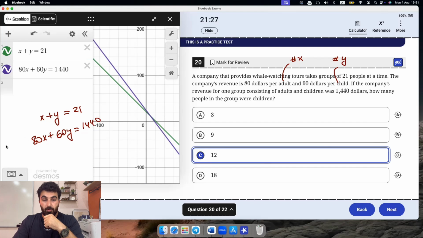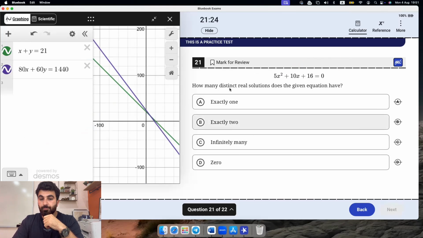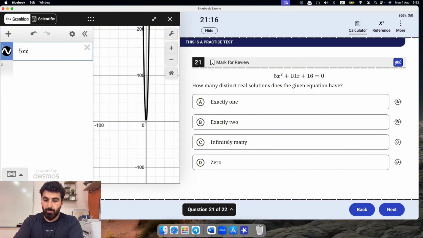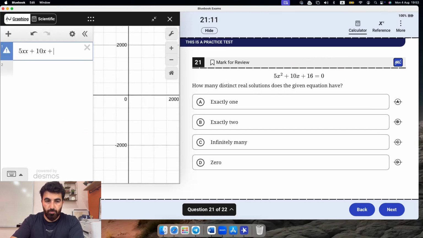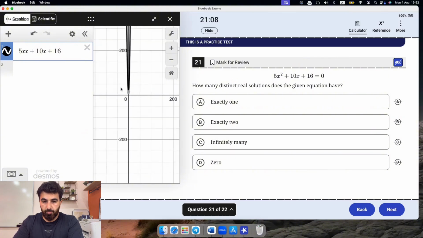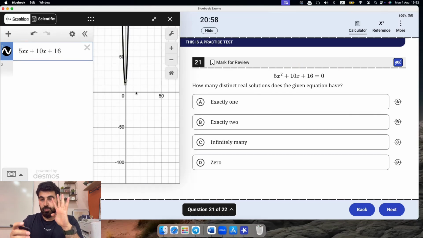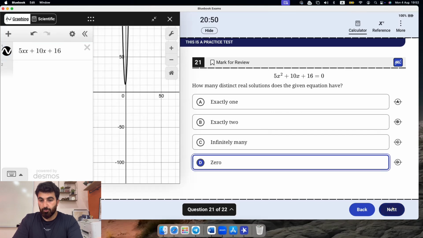Okay. So well, let's do last 2 questions. 21. How many distinct real solutions does the given equation have? That is super easy. Just type it into the Desmos, 5x squared plus 10x plus 16. Let's see how many distinct zeros. There is no zero because it doesn't intersect with the x-axis. There's no solution. Even if I don't write equal to 0, solution is x-intercept, right? We said solution, x-intercept, zeros, and the roots. Because there's no x-intercept, I'm going to say 0 solutions.